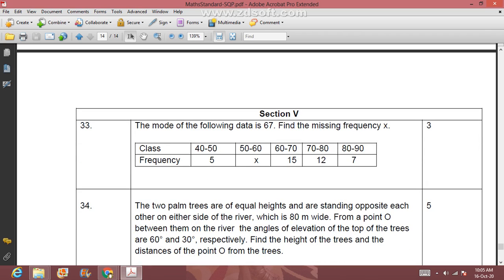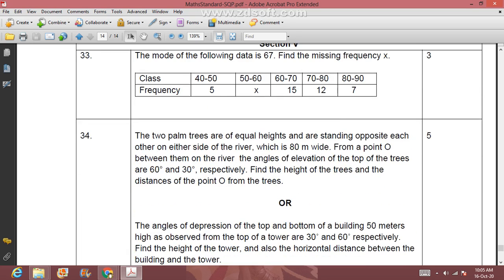Again here, statistics 3 marks question. So in statistics, more questions are given. One case study is there, two more questions for 3 marks. Only in probability, fewer questions are given.